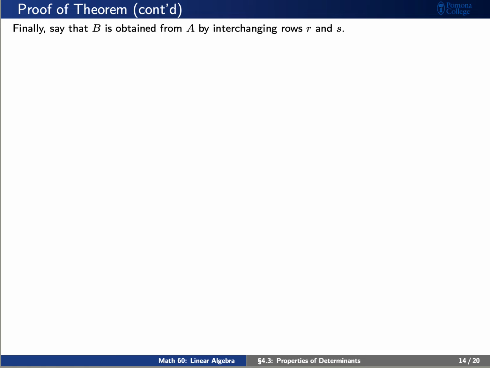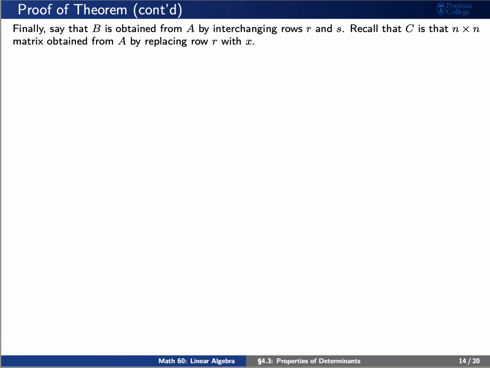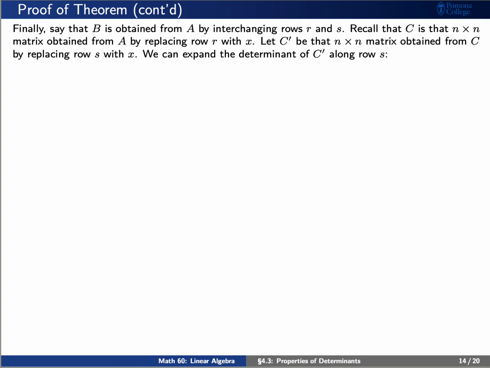Let's say that B is obtained from A by interchanging rows R and S. Recall that our matrix C is that n by n matrix obtained from A by replacing row R with this linear combination x. Now let's let C prime be that matrix obtained from C by replacing row S with x. This means what we've done is we've taken the matrix A and we've replaced both row R and row S with the linear combination x. Now let's expand the determinant of C prime along row S.